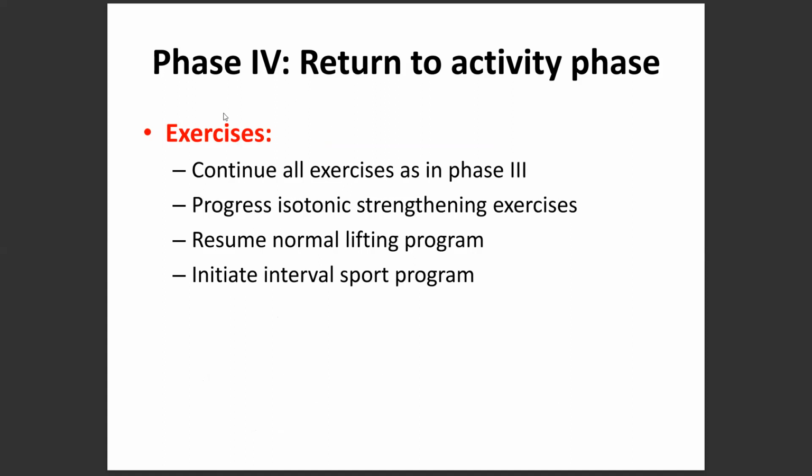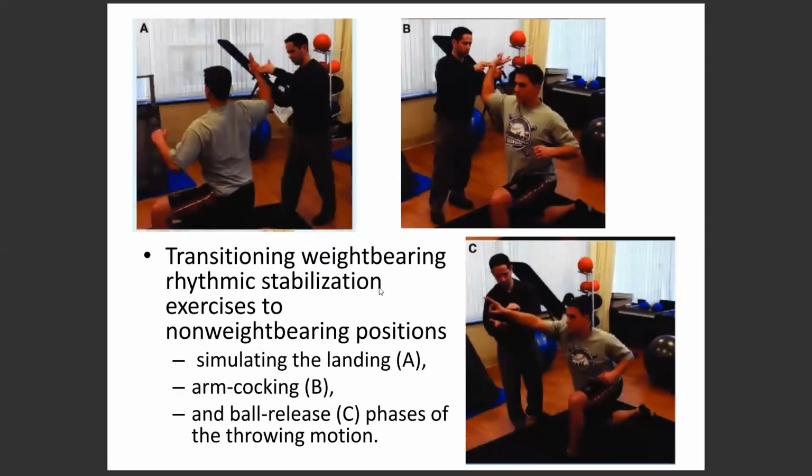Exercises which can be included as part of the protocol for anterior shoulder instability rehabilitation: continue all exercises as in phase 3. Progress isotonics in the exercises; there should be some increase in the resistance. Resume the normal lifting program. Initiate an interval sports program. Transition weight-bearing rhythmic stabilization exercises. These are those PNF techniques to a non-weight-bearing position.